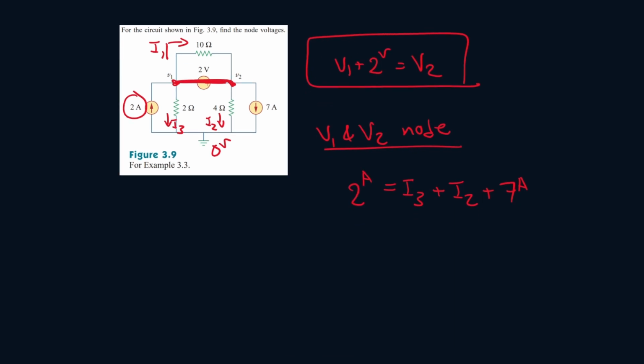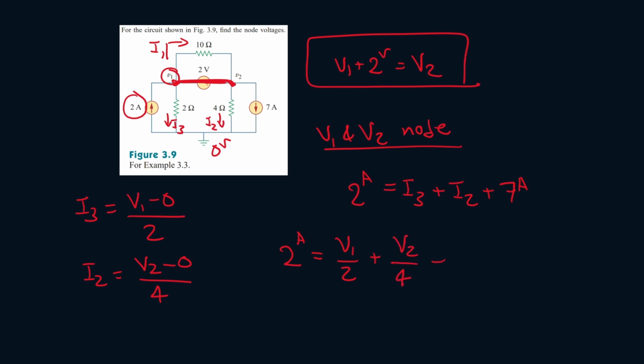Now let's solve for I3 and I2. I3 goes from high potential V1 to a low potential of 0 volts, so it'll be V1 minus 0 all over 2 ohms. Then I2 is the same thing, with V2, which is the high potential, to a low potential, which is 0, all over 4 ohms. So let's substitute that into our equation. It'll be 2 amps equals V1 over 2 plus V2 over 4 plus 7.